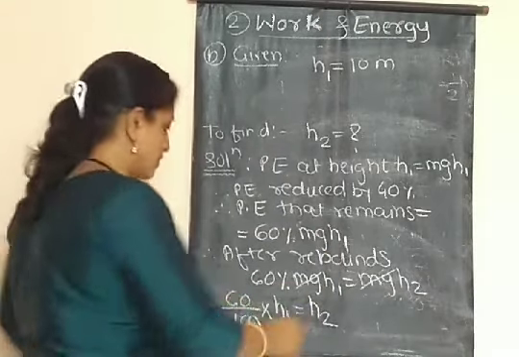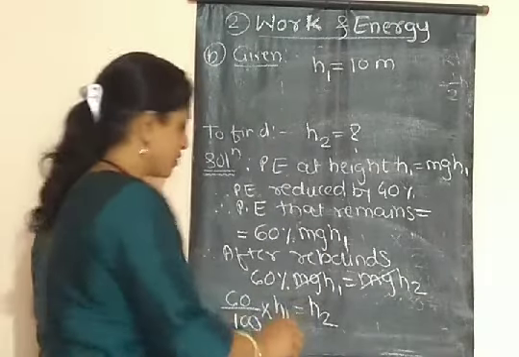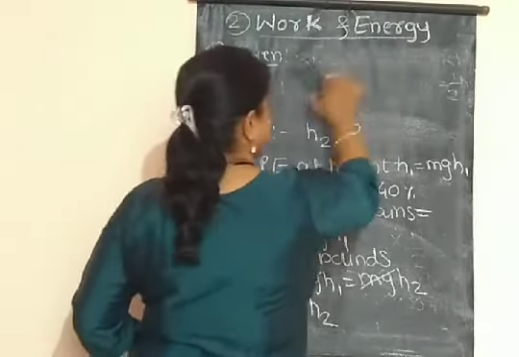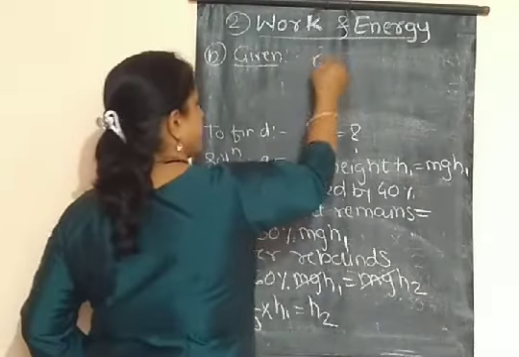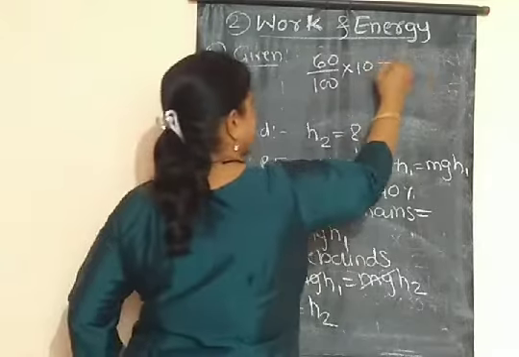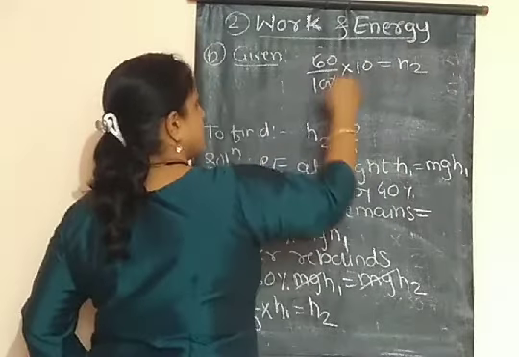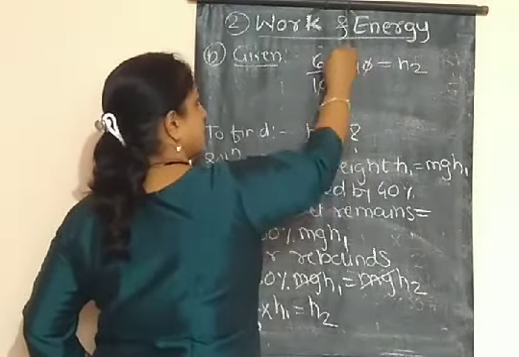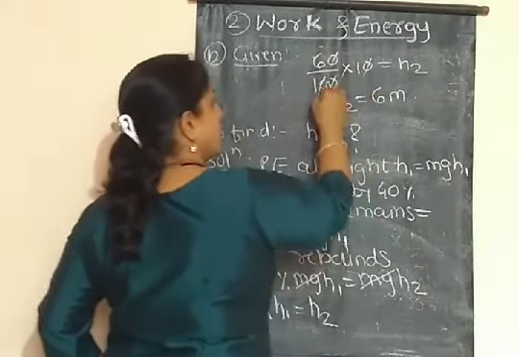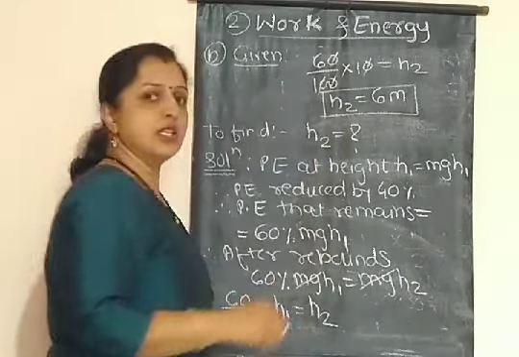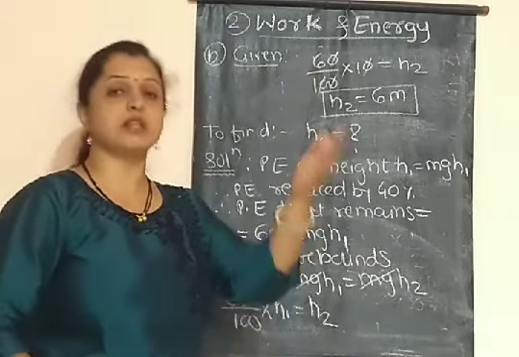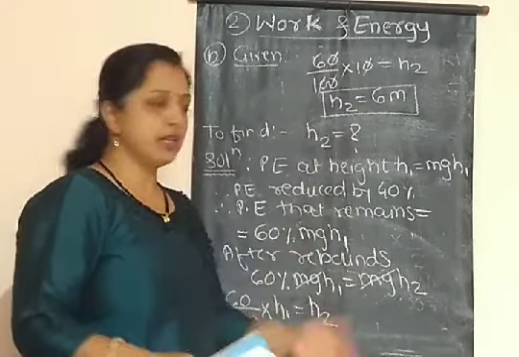And now just substitute the value of h1 here. So 60 divided by 100 into what is the value of h1, that is 10, that is equal to h2. So this 10 gets cancelled, this another 0 also gets cancelled. So the value of h2 is equal to 6 meter. Okay, so in this way we have solved this question. It means that the ball rebounds up to 6 meter high after hitting the ground.